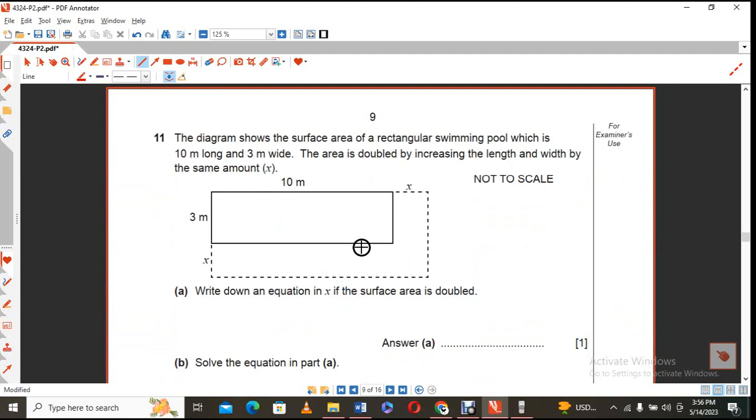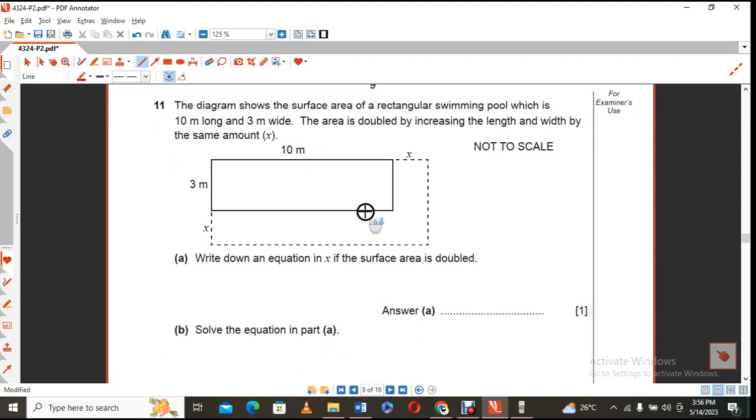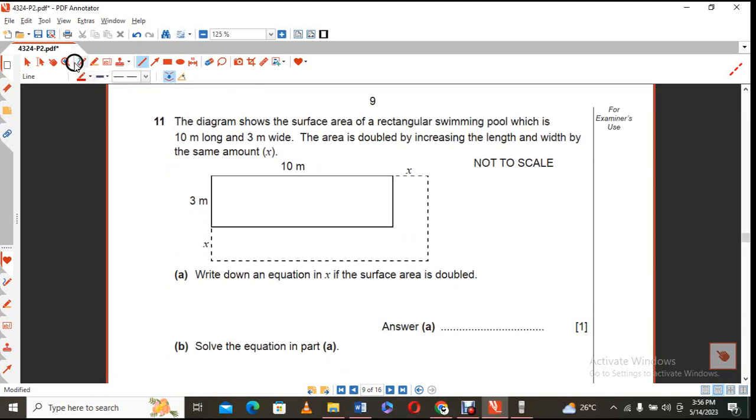look at question 11. The diagram shows the surface area of a rectangular swimming pool, which is 10 meters long and 3 meters wide. The area is doubled by increasing the length and width by x, as you can see. Now they want us to write down an equation in x if the surface area is doubled. So the equation in x is going to be, the area would be, of course, now it's not 3 anymore, but it's 3 plus x. And it's not 10 anymore, but it's 10 plus x, or you can have it the other way around.